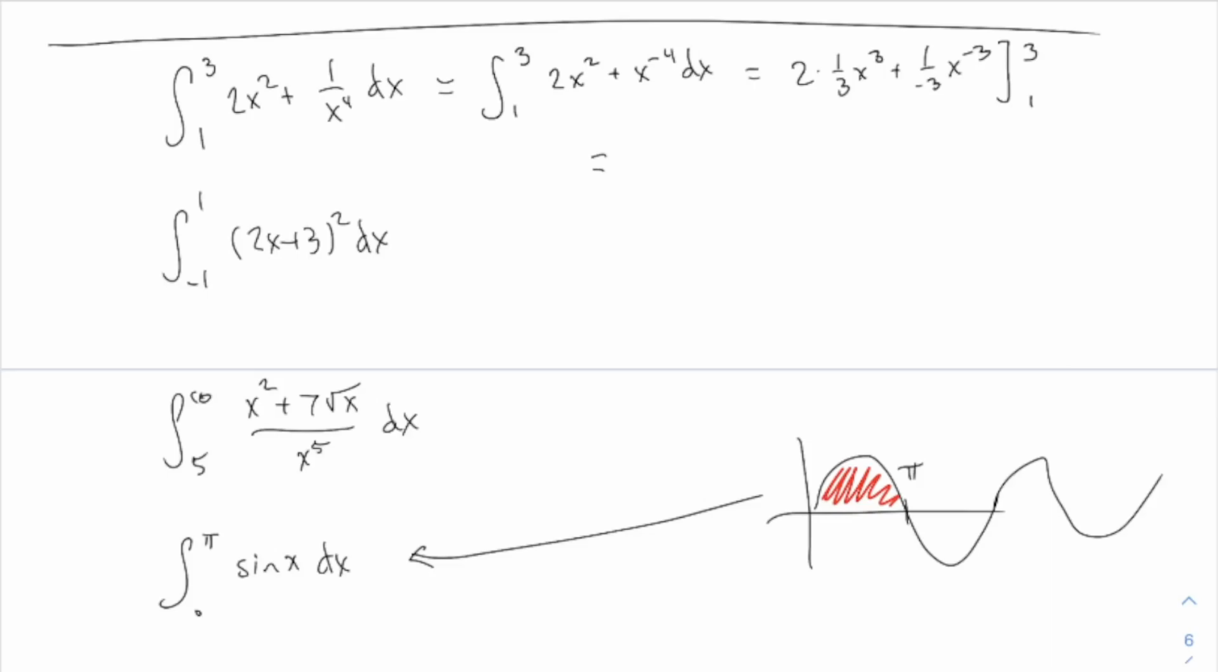So you get 2 times 1/3 times 3 to the 3 plus 1 over minus 3 times 3 to the minus 3. Minus, go through again, plug in 1. 2 times 1/3 times 1 to the 3 plus 1 over minus 3 times 1 to the minus 3. Typically, I would expect you to just leave your answer like that on our test, unless I would tell you specifically if I wanted you to simplify. Although something like that, I wouldn't ask you to simplify. Any questions about that one?